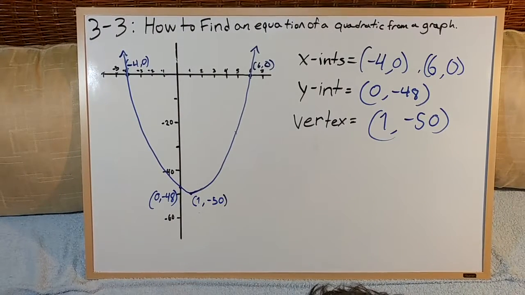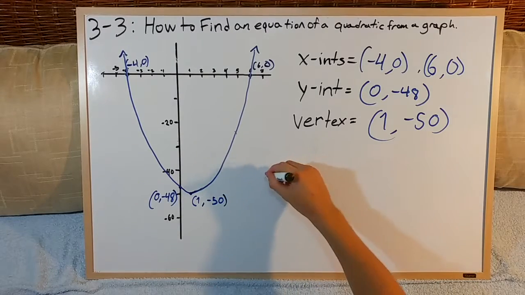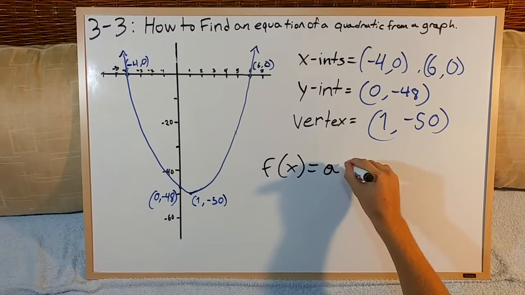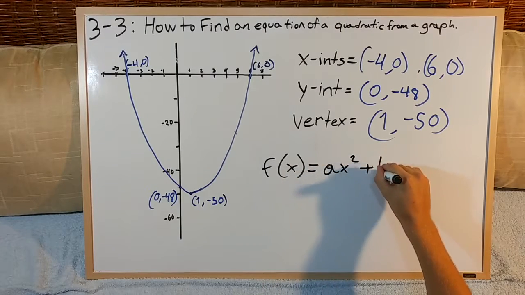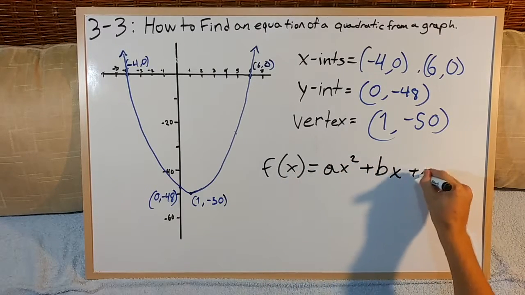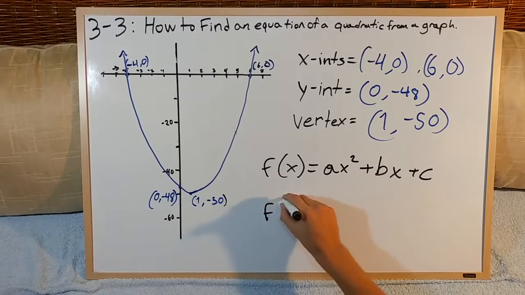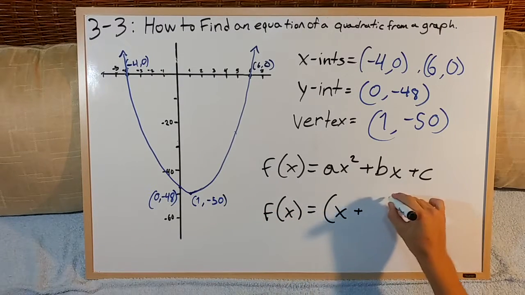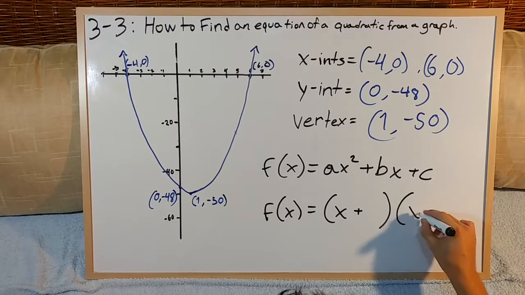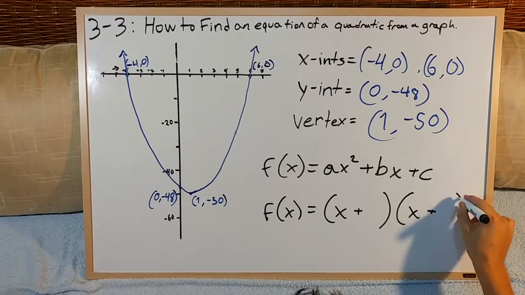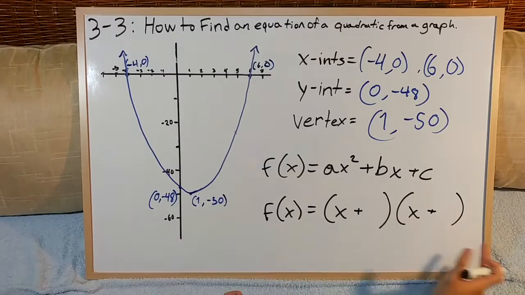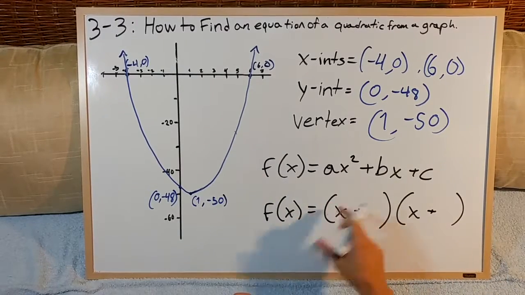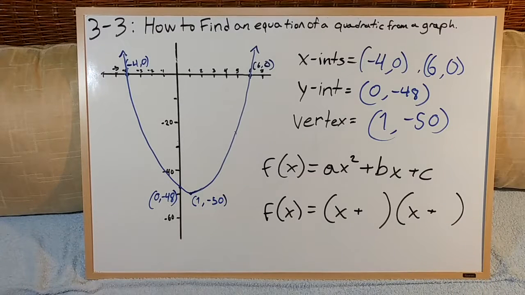Okay, so we also know that in standard form the equation looks like this. And in factored form, it looks something like this. Here and here could go any number, or we can also have a number in front of the variable x in any of these.